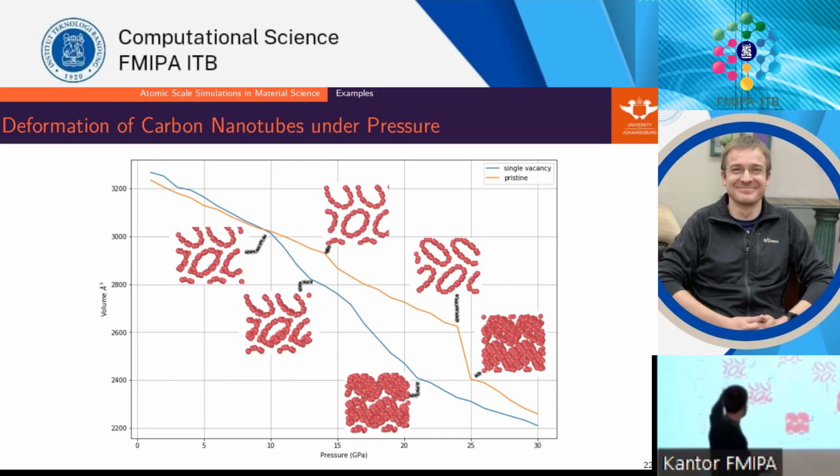On the y-axis, you see the volume of the bundle per unit cell, and you see on the x-axis the pressure applied. It goes from 0 to 30 gigapascal. So 30 gigapascal is huge, right? It's a very large number. And you can see that on the orange line, carbon nanotube starts out as round, right? And if you apply pressure, it first becomes oval, but the volume decreases in a linear fashion with the pressure.